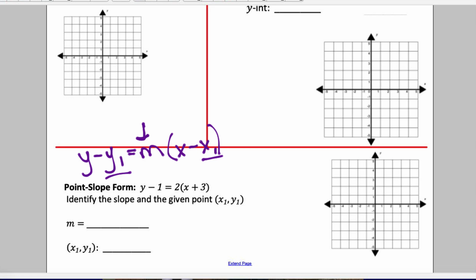But again, my philosophy with you guys is just get y by itself, get the y by itself, and then you'll have point slope form. You may have to distribute, and that's it.